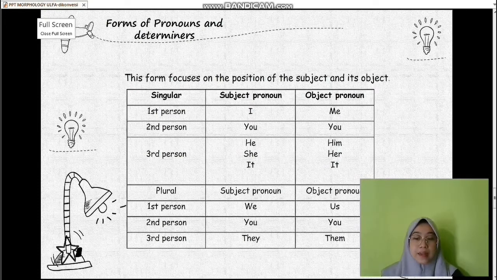And for determiners, the functional category that is most closely related to noun is the determiner, which always precedes the nominal elements, such as article the, and an.